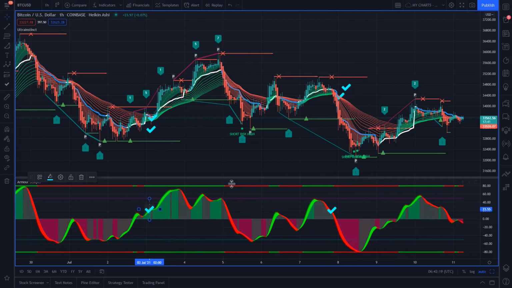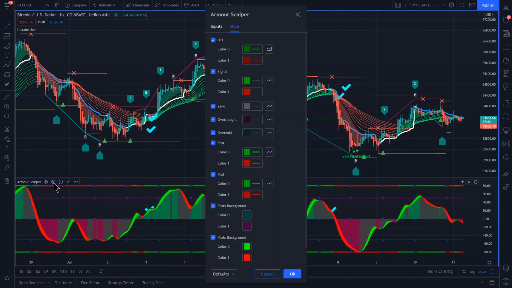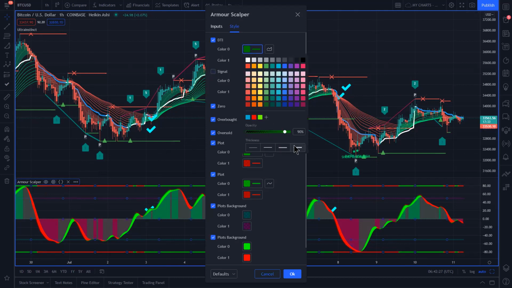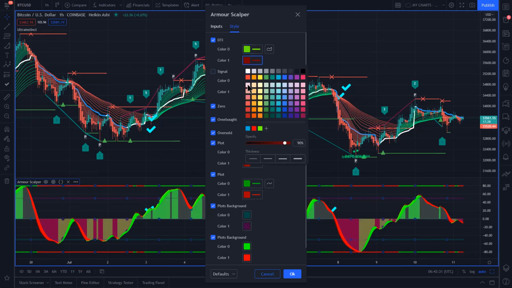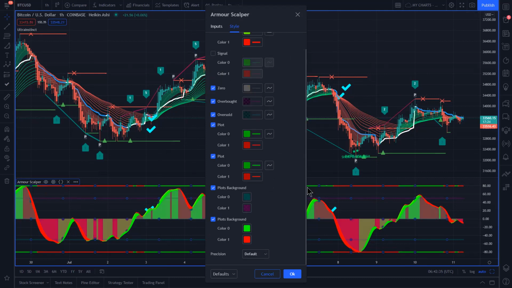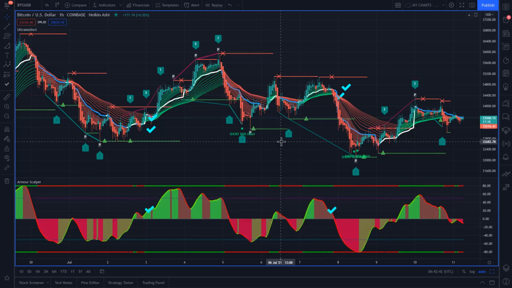Let me disable these backgrounds of the scalper so I can use it as faster. Let's make it lime and red. There you go. Okay, so this was the first strategy to use scalper and ultra instinct together.